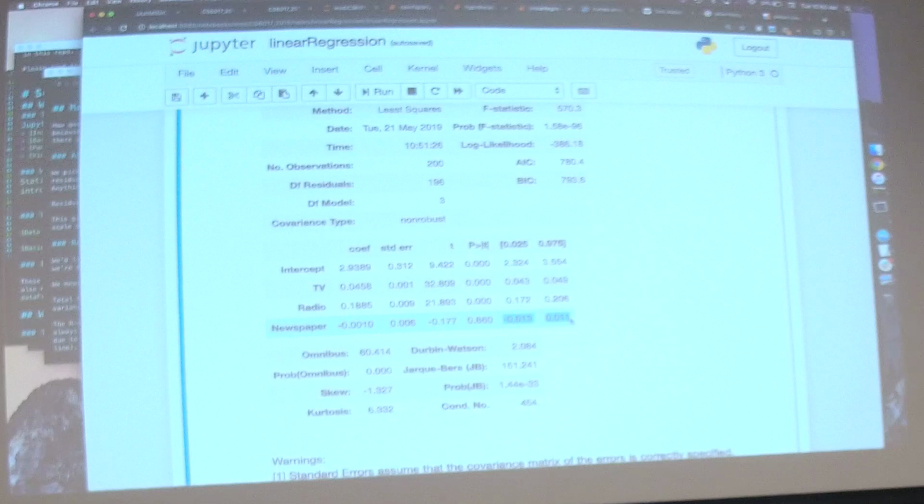So there was a correlation between my independent variables. There was a correlation between my newspaper and TV or radio advertising budget that I wasn't considering before. Now that I'm looking at everything, I can see that the newspaper itself isn't really making a difference. And so here we see that there's definitely a relationship between spending more on TV and radio and selling more stuff. Newspaper may not get you anything.